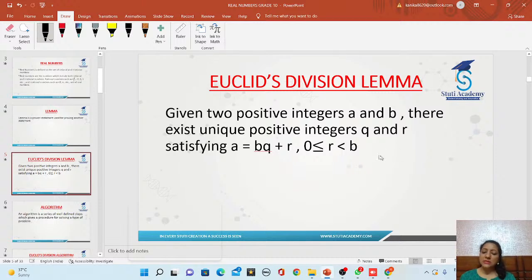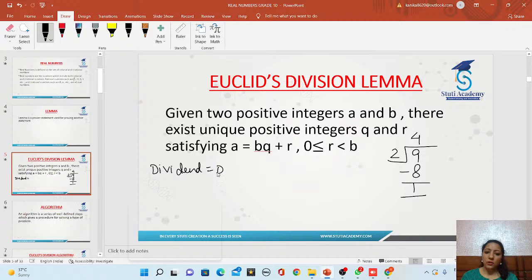Now children, this means, in very simple words I'll tell you, let's say I have a number 9 and I divide it by 2. So I can write this as 2 into 4, that is 8, and 1 I'll be left with as remainder. So in grade 4, your teacher might have taught you that dividend is equal to divisor into quotient plus remainder.